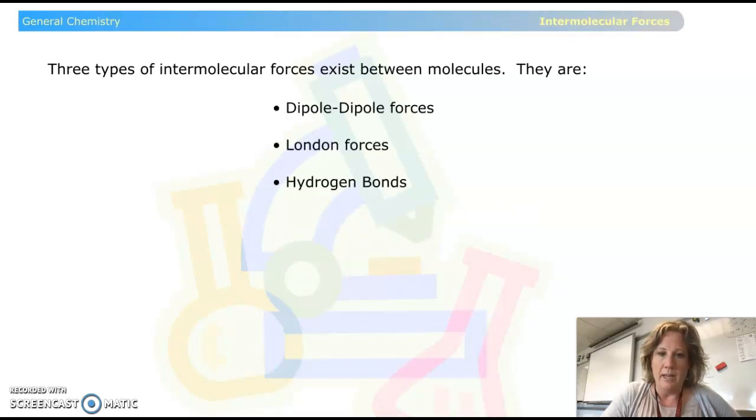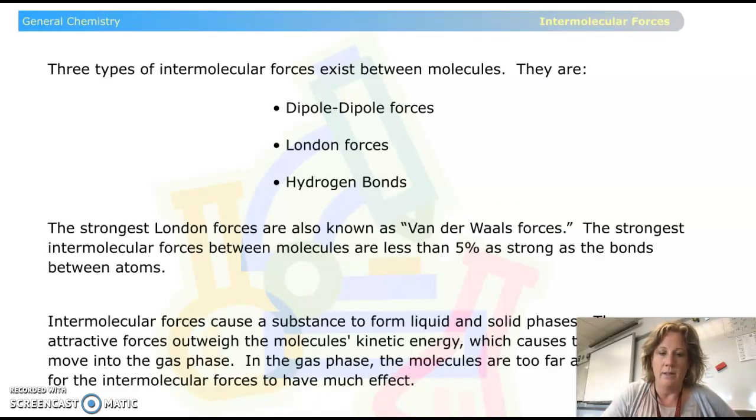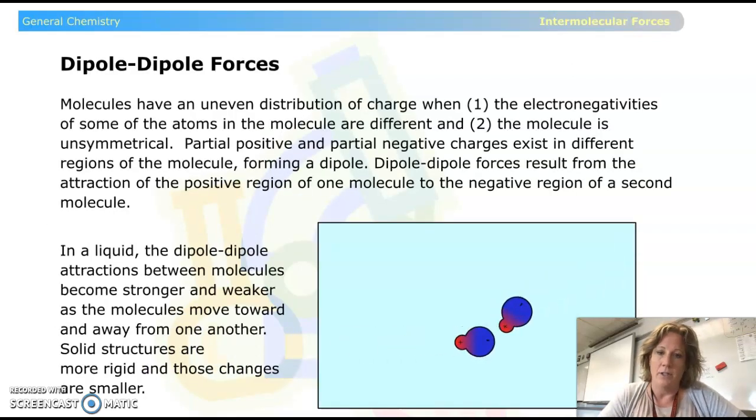So there are three types of intermolecular forces. The strongest is only about 5% as strong as a real bond. So inter are not as strong as intra, but they're still important. They are why some things are solids and liquids at room temperature, where other things are gases because they don't have enough of an attraction.